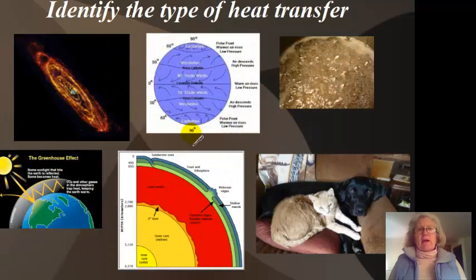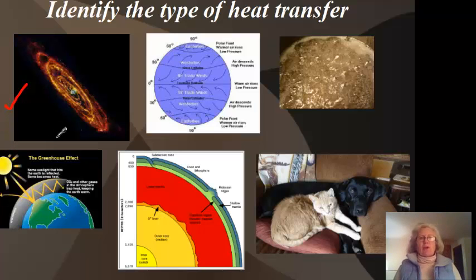All right, so we have some pictures here, and we'll look at them and see if we can identify the type of heat transfer I was thinking of when I put them on here. This one is a picture of what looks like an elliptical galaxy, so I'm thinking radiation here, so I'll put a great big R here. Okay, we can see that light and any energy it's given off because it's traveling to us through empty space.